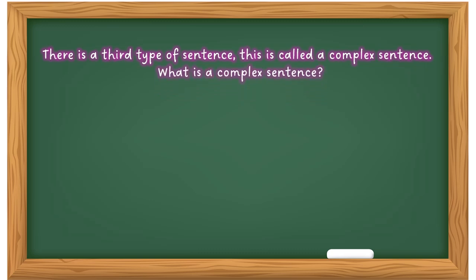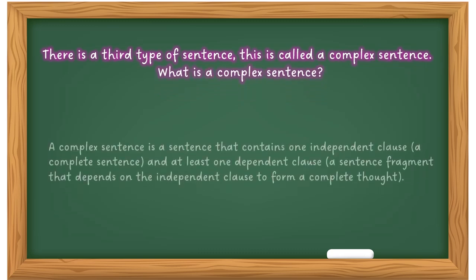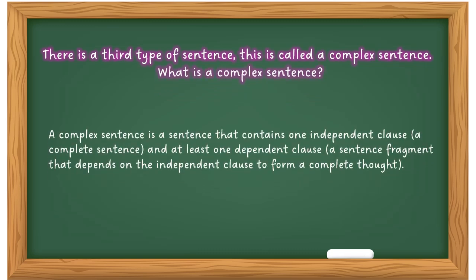All right. So what is a complex sentence? Well, it's fairly simple. A complex sentence is a sentence that contains one independent clause, one single thought. So that's a complete sentence, so a simple sentence. And at least one dependent clause, a sentence fragment that depends on the independent clause to form a complete thought. Now I'll show you what that means.